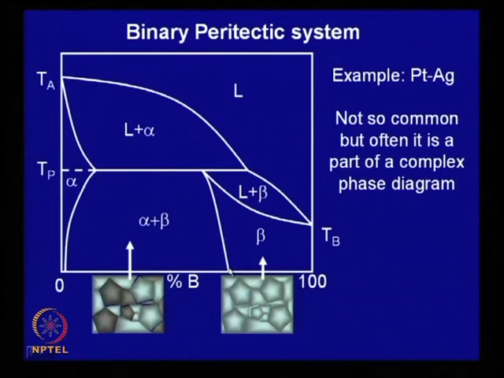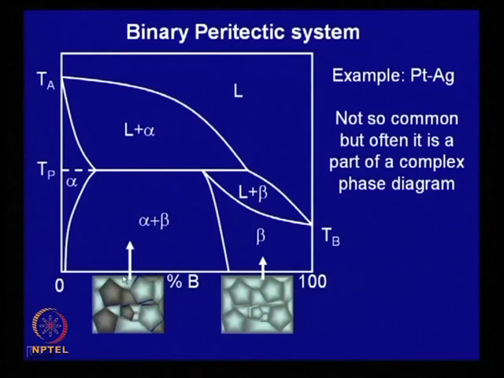So, using the lever rule, you can set up one equation with these compositions, and secondly, for the second alloy, you can write a similar expression. Once you have two equations and two unknowns, you will be able to find out these compositions. So, it is possible both ways.